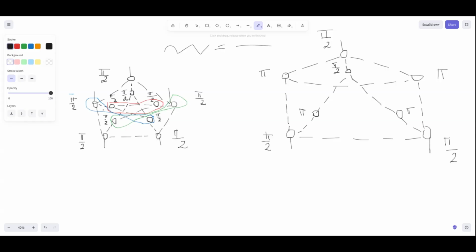So you need to connect this one and this one, so it's just this one and this one.